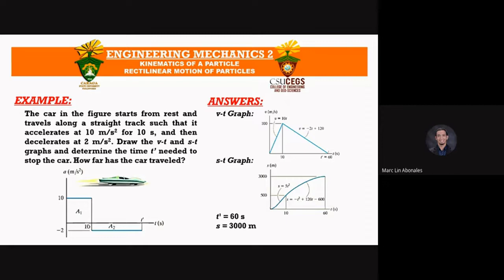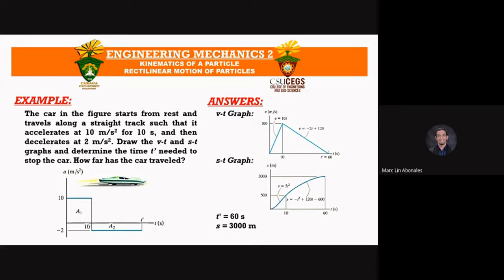So for this example problem, the car in the figure below starts from rest and travels along a straight track such that it accelerates at 10 meters per second squared for 10 seconds. As you can see in the AT graph below, it accelerates with an acceleration of 10 meters per second squared during the duration of 0 to 10 seconds.